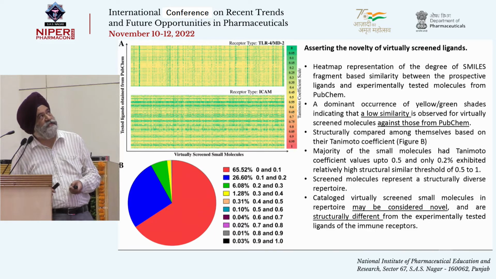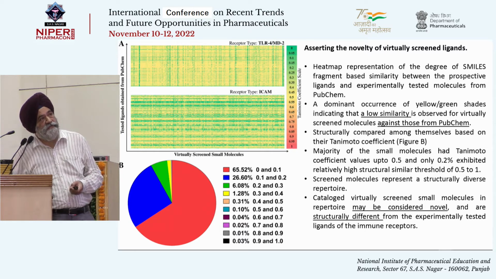What we found is mostly this green and yellow, it means Tanimoto coefficient, if we take these, it's a more than 0.5 value, which means they are very novel. They have a very low similarity.